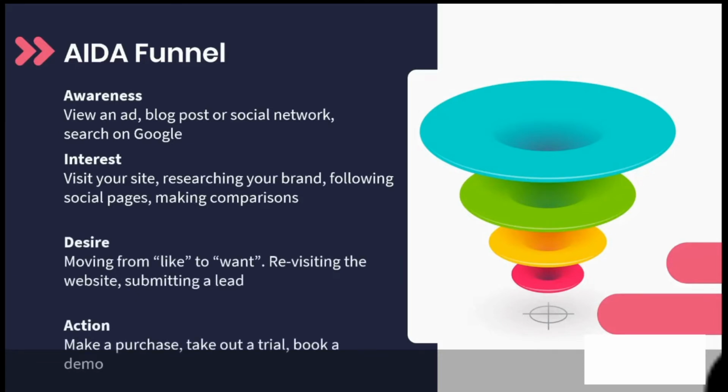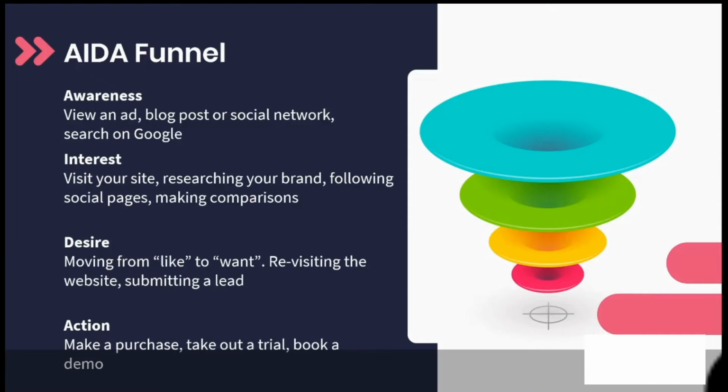Now, with awareness, a potential buyer is just realizing a want or need for something. Someone in this phase might be viewing an ad or a page on social media, perhaps searching on Google and then seeing an ad. They might be reading a blog, perhaps interacting with your social media. This will hopefully lead to interest, and here they could be visiting your site, researching your brand, following your various social media pages, and comparing the business to other brands.